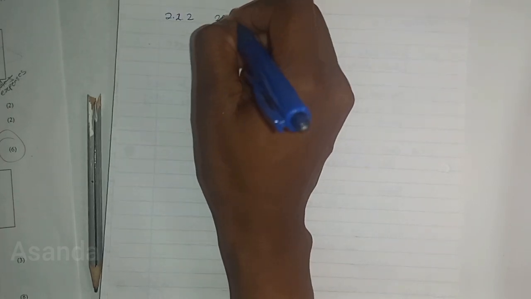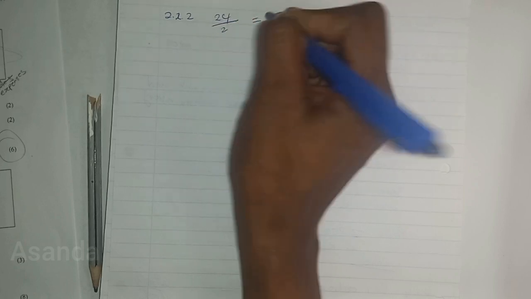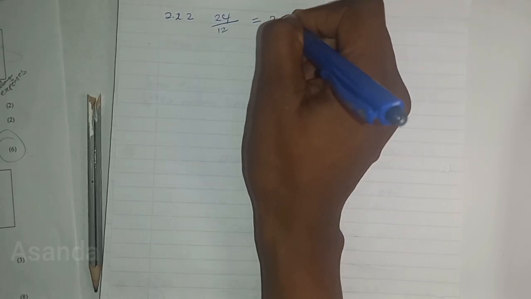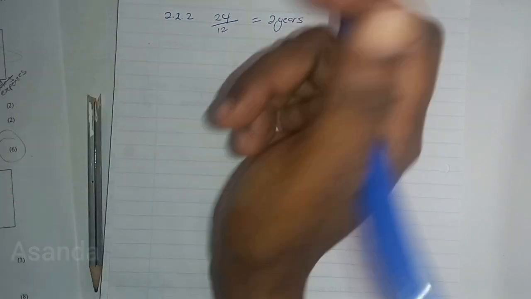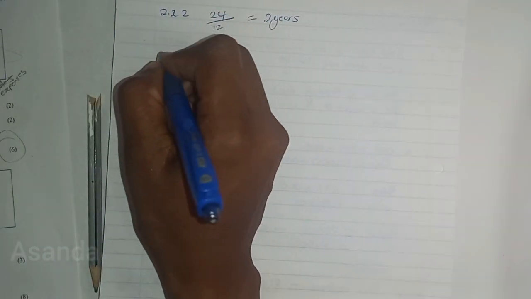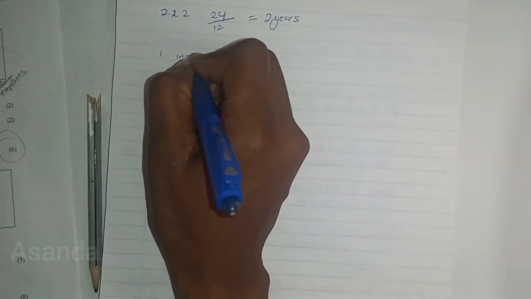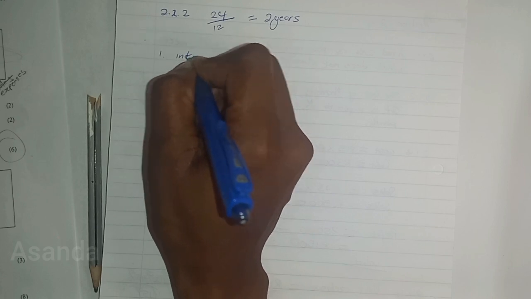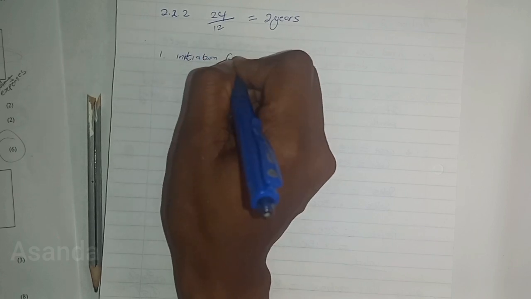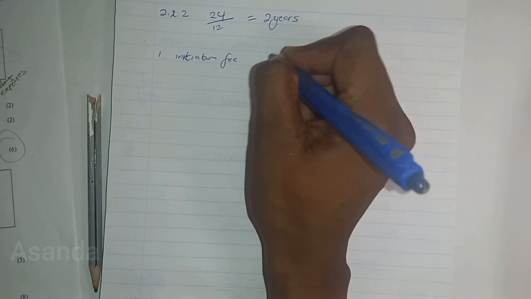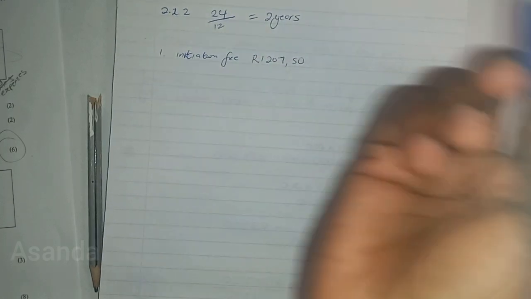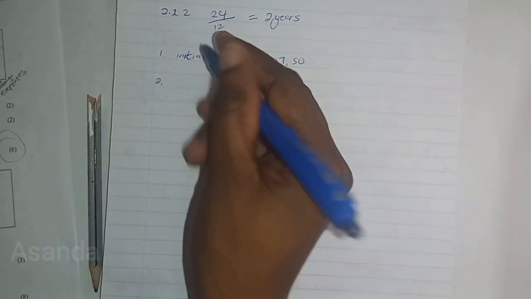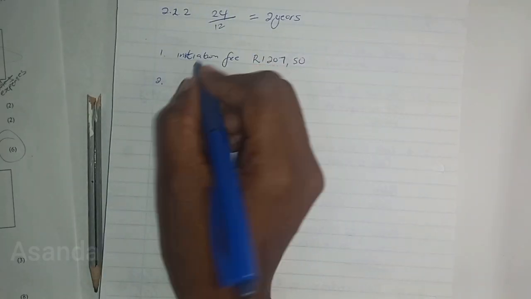24 months divided by 12 will give us 2 years. So that's the first part. We're using 2 years. And then the initiation fee. We know that the initiation fee is just a once-off payment of 1,207.50.